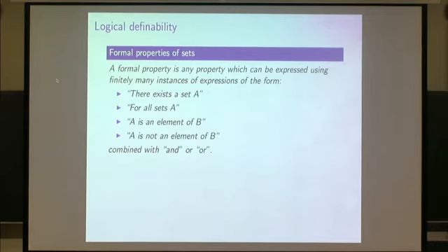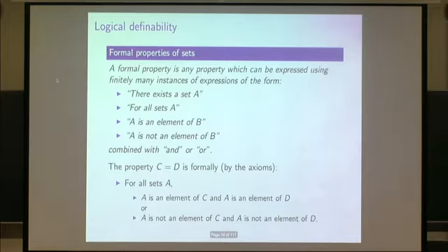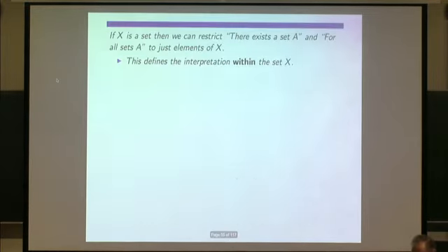Okay, so now we want to look more closely at this problem of CH. So there's logical definability. A formal property is any property which can be expressed with finitely many instances of: there is a set, for all sets, A is an element of B, A is not an element of B, and, or. The property C equals D is formally, by the axioms, simply the property that two sets are equal if they have the same elements. That's why I didn't need to put A equals B as one of my primitive notions. Okay, so that's all standard.